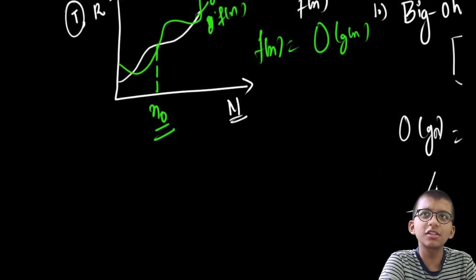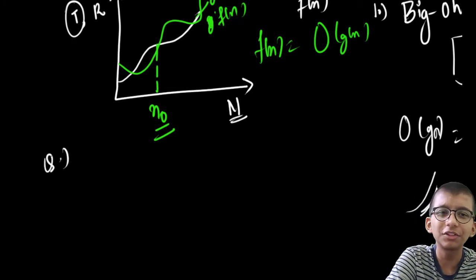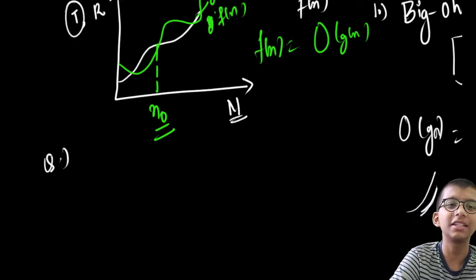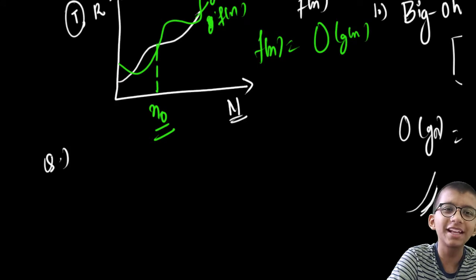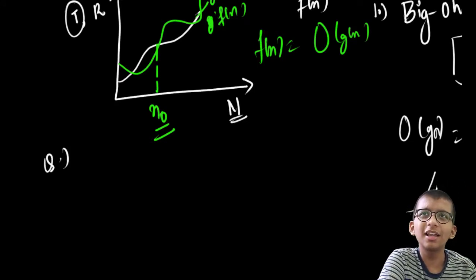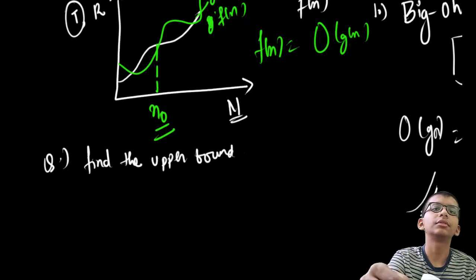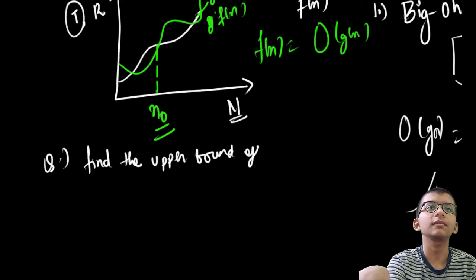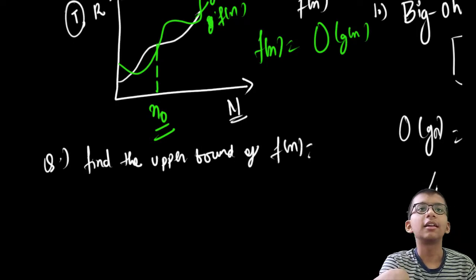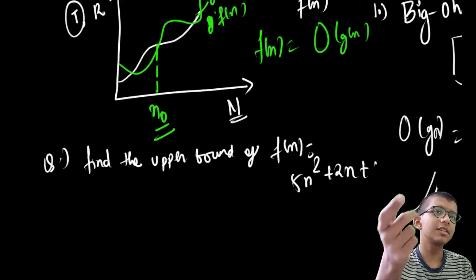Let's see what questions come in big O of g of n. Again, you don't have to write anything. All the things have already been written as notes, and you will get them as a PDF in the description box below. Let's type a question: find the upper bound of f of n. Here is my question: 5n squared plus 2n plus 1.